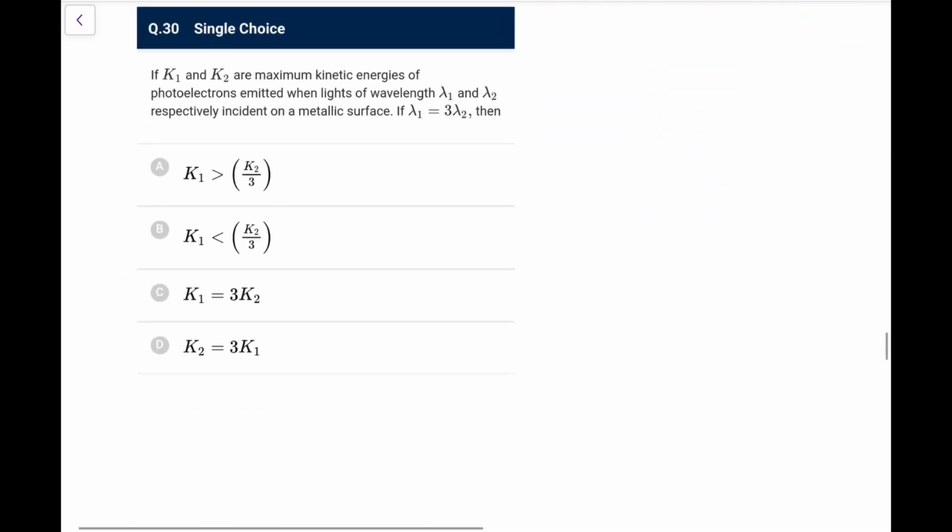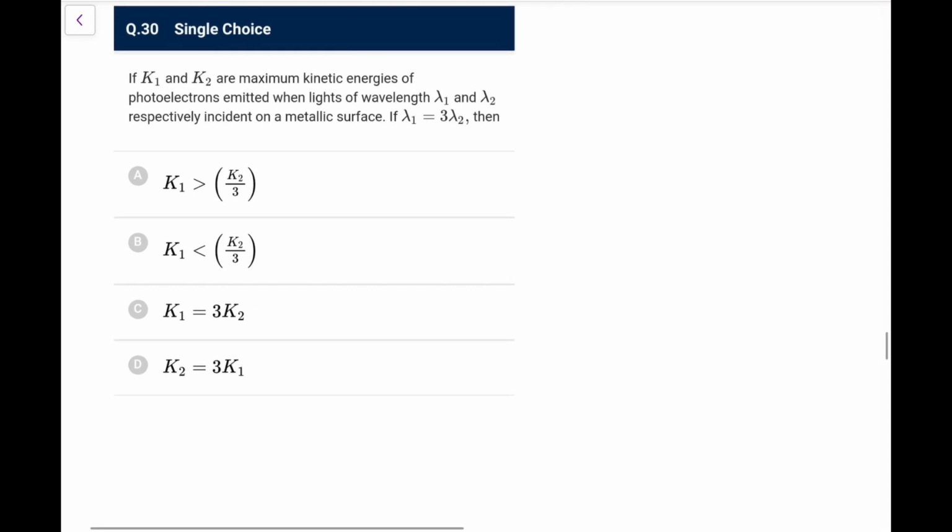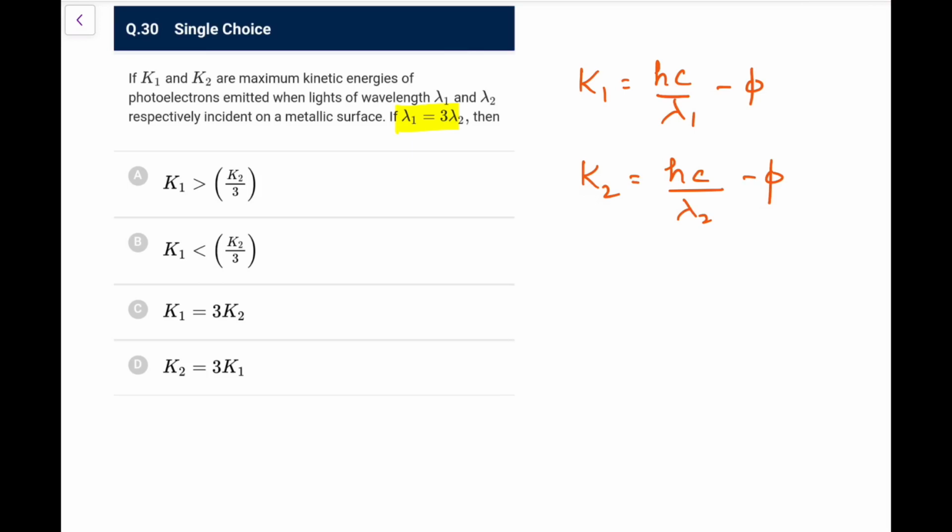Next, K1 and K2 are the maximum kinetic energies of photoelectrons emitted when light of wavelength lambda 1 and lambda 2 respectively are incident. If lambda 1 is 3 lambda 2, then what do you have? Now K1 would be hc by lambda 1 minus phi, and K2 would be hc upon lambda 2 minus phi. This is clear. Now the ratio: lambda 1 is thrice lambda 2, that means lambda 2 is lambda 1 by 3, so it becomes 3hc by lambda 1 minus phi.